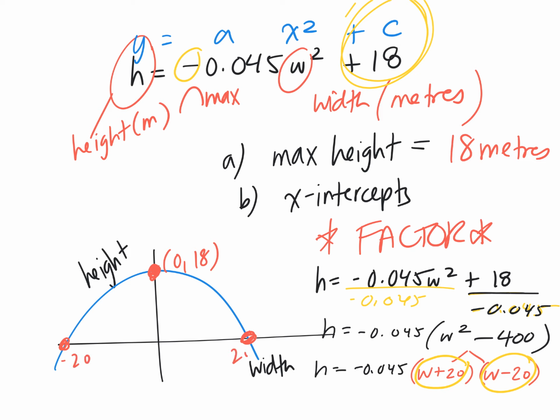Negative 20 and positive 20. So what would the width of this bridge be? What's the distance from here to here? 20. What's the distance from here to here? Another 20. What's the width? 40 meters. Okay, so the width equals 40 meters.